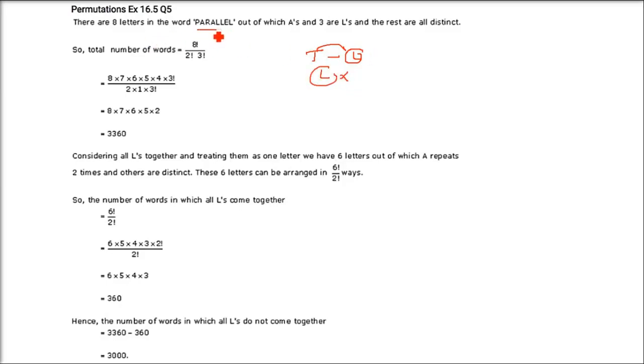So how many letters are there here? Parallel. 8 are there. Factorial 8. 8P8. A is 2 times, so divided by factorial 2. L is 3 times, so divided by factorial 3. So this is 3360, total number of possible permutations.